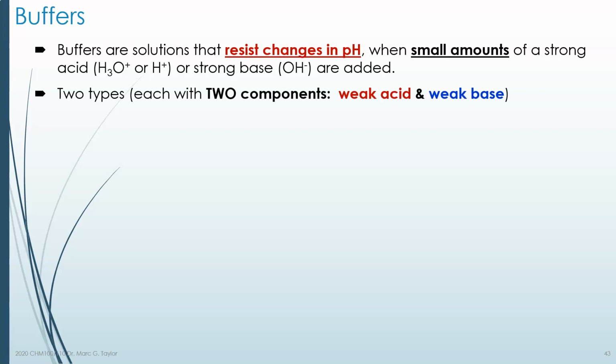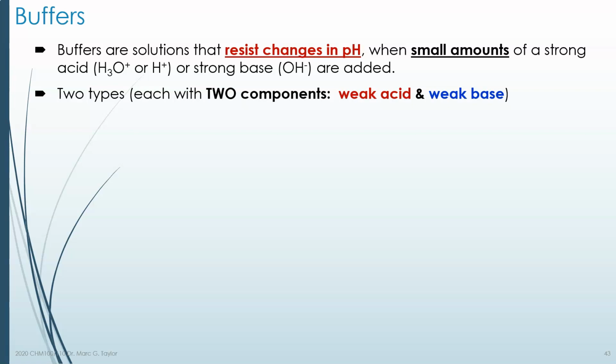So buffers come in two major categories, but they really are made of the same two components, a weak acid and a weak base. So what do I mean by weak acid? An acid that doesn't completely lose all its protons when it's put in water. And a weak base is a base that doesn't abstract all the protons for every base that's there. In other words, with weak acids, only a small fraction of them become their conjugate base, and with weak bases, only a small fraction become their conjugate acids.